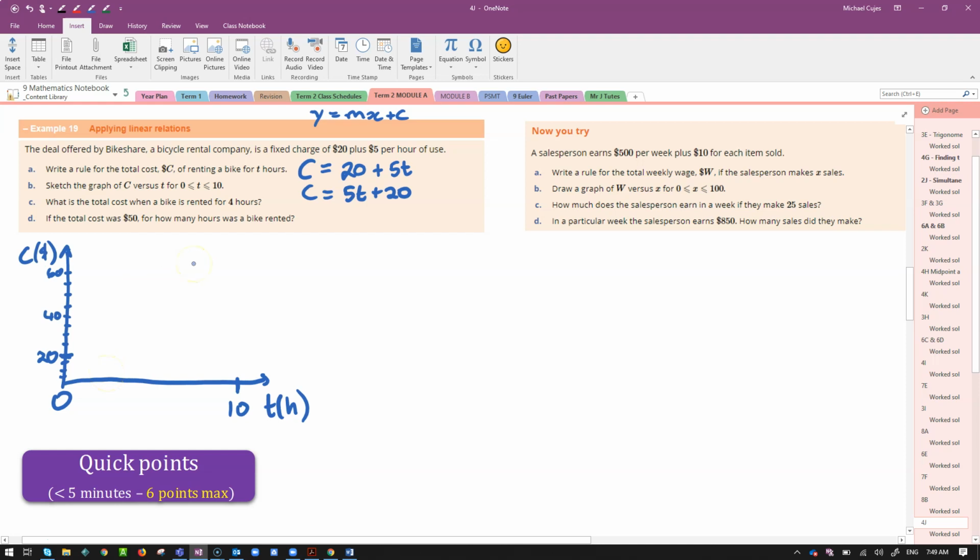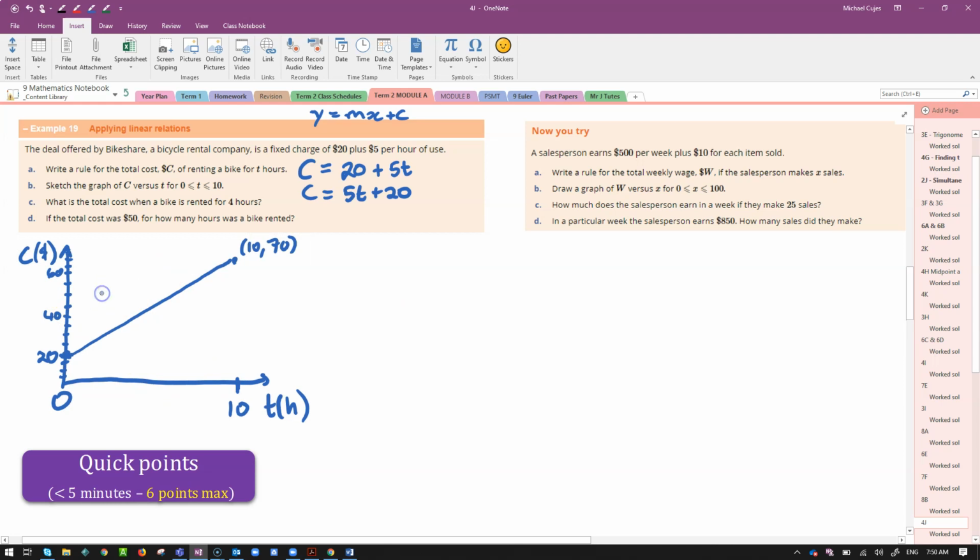At 0, it's going to cost me exactly $20. That's my y-intercept, isn't it? So it's going to start there. If I substitute in 10, I'm going to have 5 times 10 is 50, plus another 20 is 70. So that final value is going to be there at 10, 70, and you can just link them with a straight line. And then if you'd drawn this accurately on graph paper, you'd be able to read across and find the particular cost for any particular time.